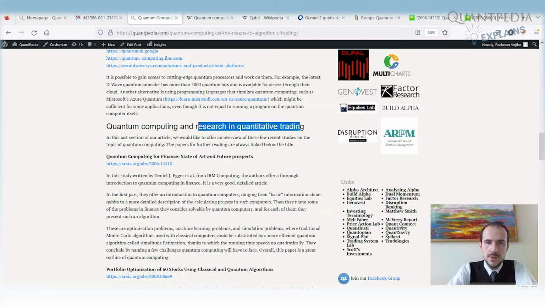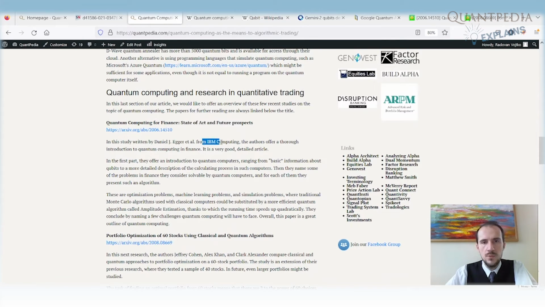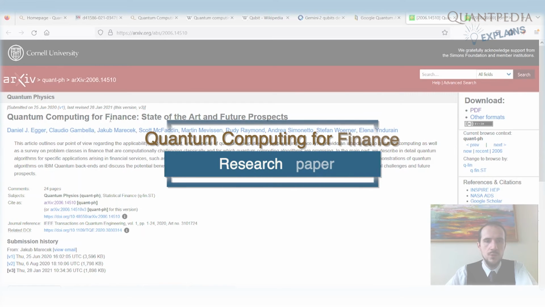So I can recommend several papers. The first paper is Quantum Computing for Finance, State of Art and Future Prospects. It's a study written by guys from IBM. It's a very nice introduction into quantum computing. Overall in finance, a detailed article gives all of the basic information, how it works, what the processes are, what the optimization problems, machine learning problems, and simulation problems are that can be used, and where the quantum computers can be more useful than classical Monte Carlo algorithms or another algorithm. So that's a very nice intro into quantum computing.